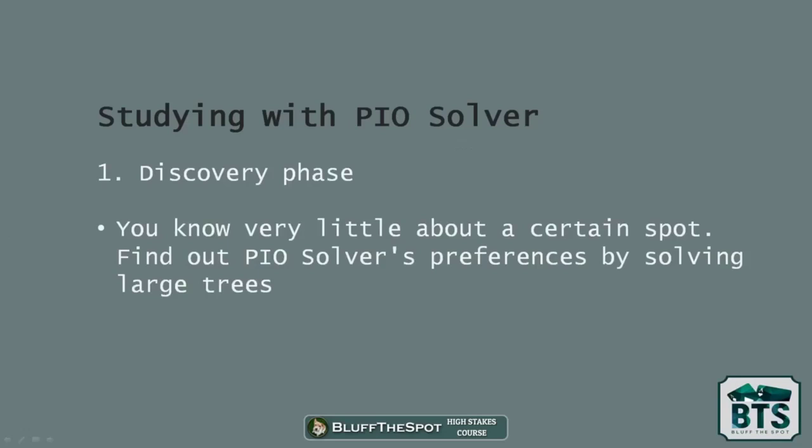So the first step to studying is the discovery phase. Let's say we know very little about a certain spot. The hand example I'm going to use is King 4-3 Rainbow, button big blind, a very simple spot to start with. So let's say we have no idea what the solver is going to do. We're going to solve a very large tree to find out which sizes the solver likes to use.